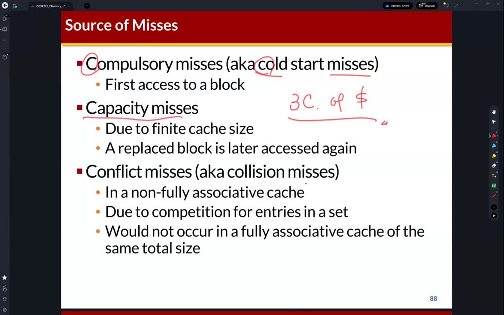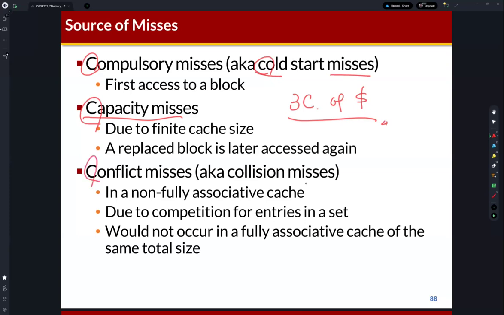The second source of misses is capacity misses. What does that mean? The cache size is small, right? Actually the cache size is limited. Because of this limited size of cache, cache misses can be caused. This type of misses are called capacity misses. So it means the misses are caused by cache capacity.